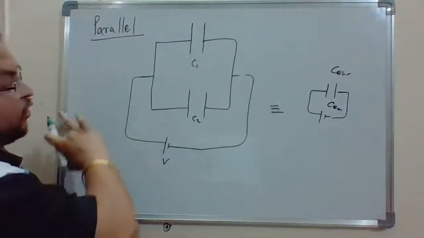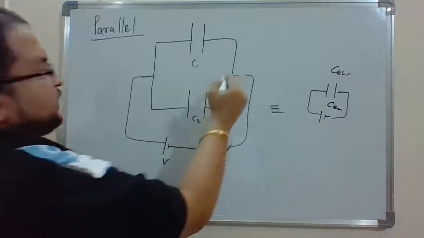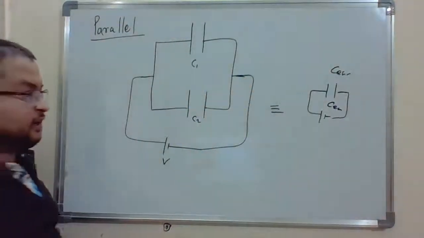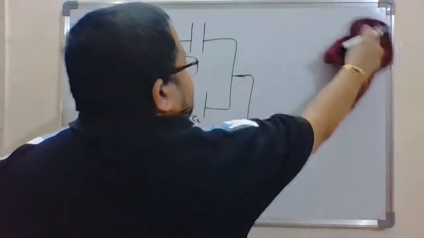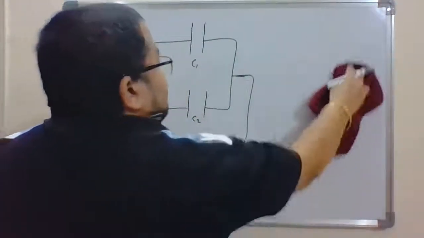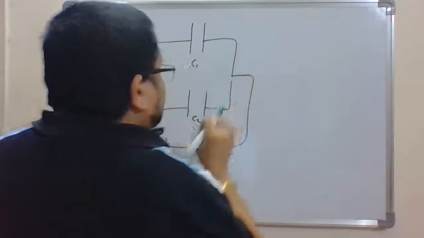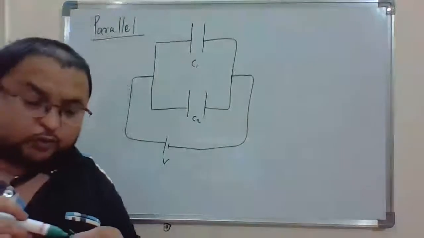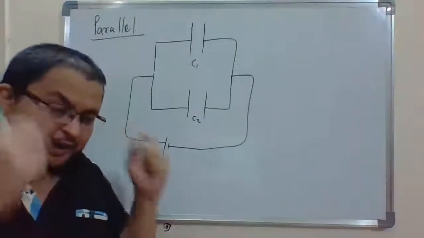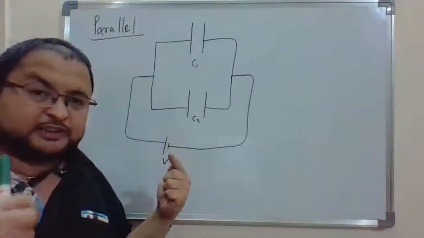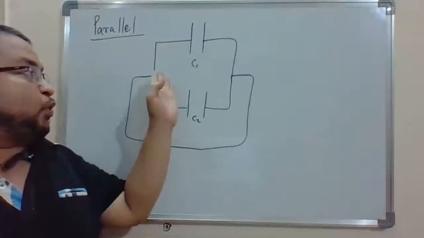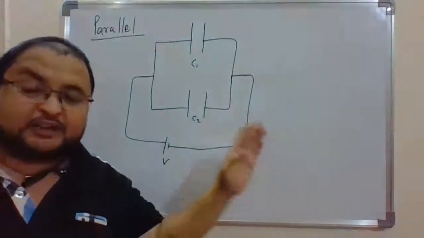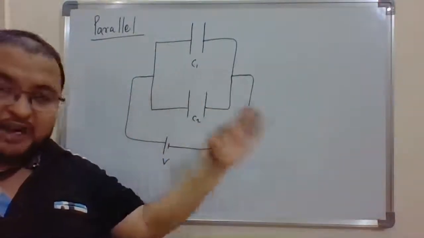Here we'll also take the similar approach. Let us see what remains same and what gets divided, right? Now, just like in series, let us first understand the definition of parallel. The definition of parallel says that if two capacitors are connected at their terminals in such a way that the potential difference across them is the same, then they are said to be in parallel.